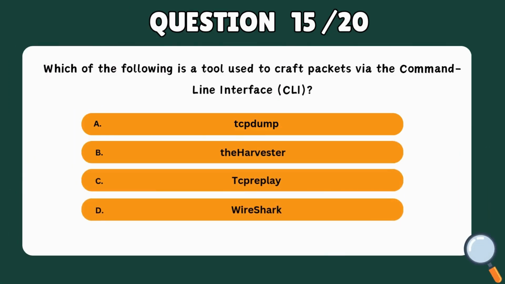Question 15. Which of the following is a tool used to craft packets via the command line interface? A. TCP dump. B. The harvester. C. TCP replay. D. Wireshark.